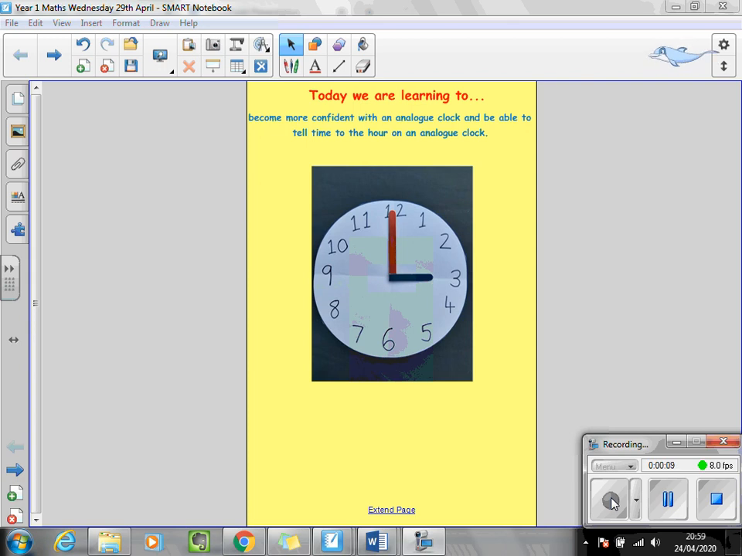By the end of today, I'd hope you are more confident with what an analog clock is, how it's used and why it's used, and be able to tell the time to the hour using your analog clock. Now, you will need your clock today that you made in Monday's session, so please make sure it's ready for you to use during this lesson.